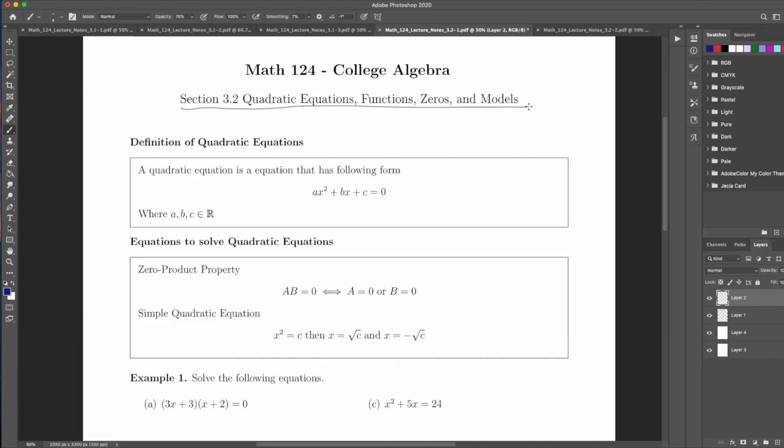Section 3.2, quadratic equations, functions, zeros, and models. I'll do the modeling problem on the next set of notes.